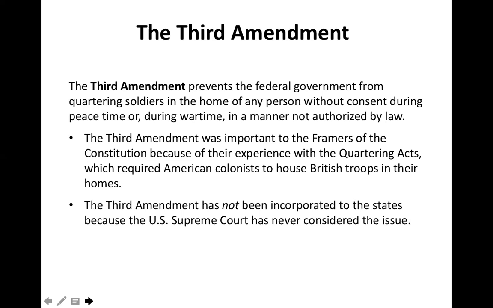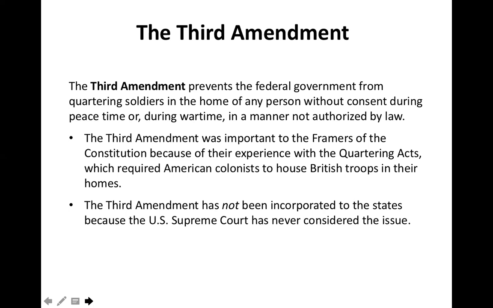So there's a reason why this one has not been incorporated to the states, because the military, fighting a war is a federal act. We don't have to worry about the state. Yes, there's an argument that maybe the National Guard, they could apply to them, but if they are fighting a war, they would probably fall under the federal military.